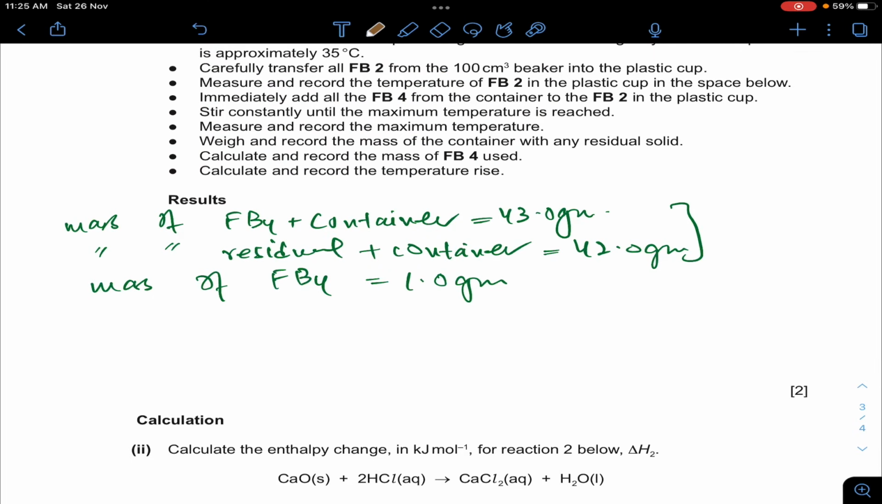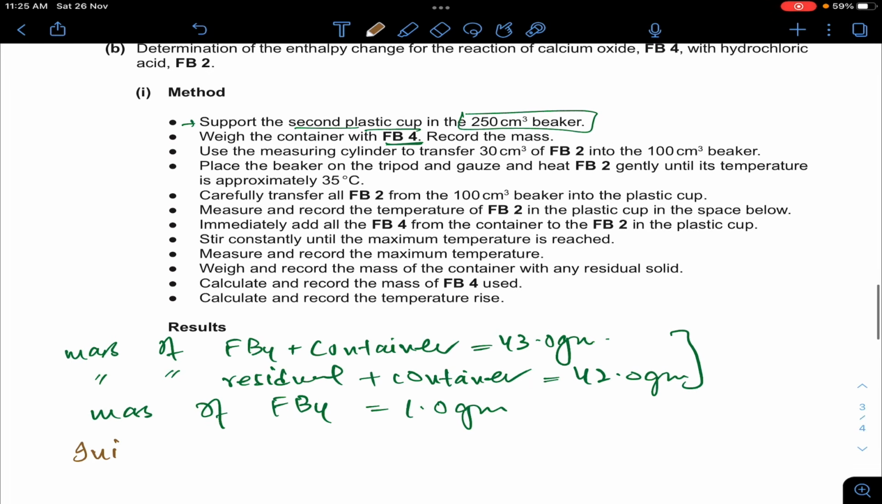So when we added hydrochloric acid, 30 cm cube of Fb2, you can just read this: use the measuring cylinder to transfer 30 cm cube of Fb2 into the 100 cm cube beaker. Same. Place the beaker on the tripod and gauze and heat gently. Its temperature is approximately 35 degrees centigrade. Carefully transfer all the Fb2 from the 100 cm cube beaker into the plastic cup. Right, so measure and record the temperature of Fb2 in the plastic cup in the space below. Immediately add all the Fb4 from the container to the Fb2.